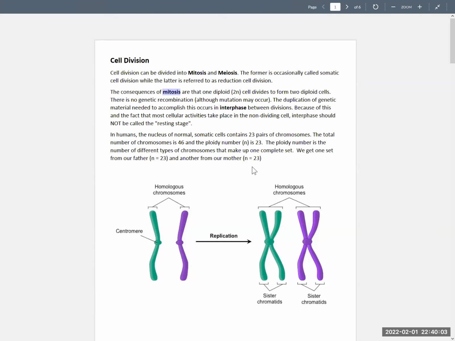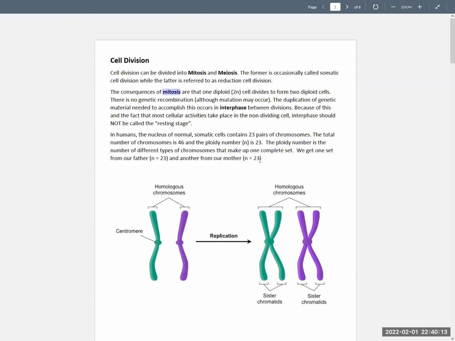You have 23 types of chromosomes. You also happen to have duplicates because one set of 23 comes from each parent. The ploidy number, or N, is 23. When we refer to the diploid cell, it's 2N, 2 times 23, 46. Here's a chromosome. Over here and here, there's 2 chromosomes.